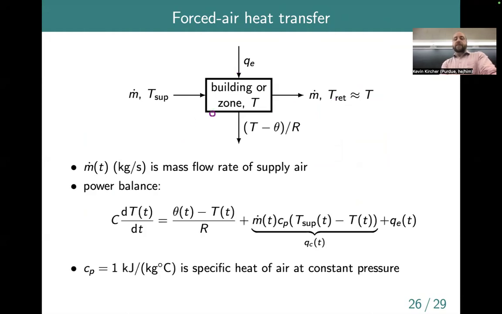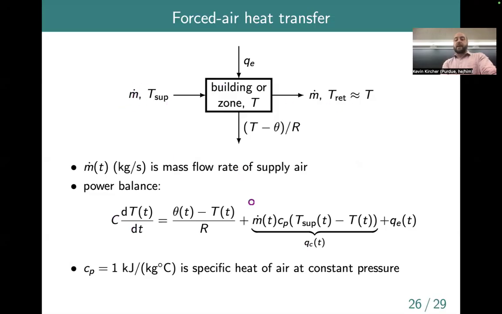So if we do a first law balance on this thing, we get basically the 1R, 1C model. So we have C times our indoor temperature time derivative is equal to basically the delta T term here, plus Q_C, and this Q_C is what shows up in our RC models. So this is the net heat supply from the intentional heating that we're doing via mechanical systems.